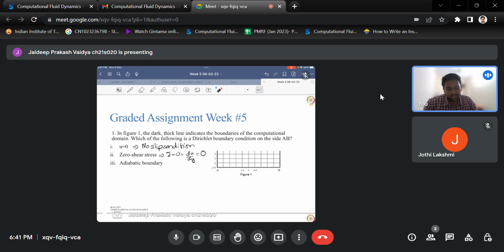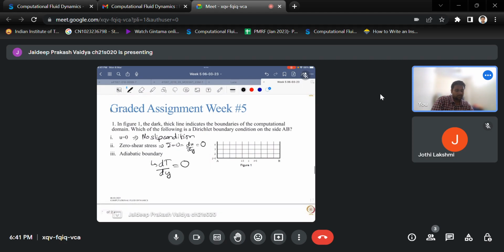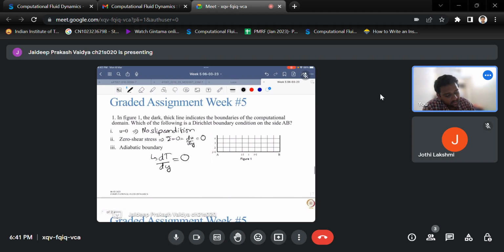The third one is the adiabatic boundary. An adiabatic boundary implies that the temperature over the region, dT by dy, will not change. So according to the definition of a Dirichlet boundary condition, the function value at the boundary, at the line AB, has to be specified.